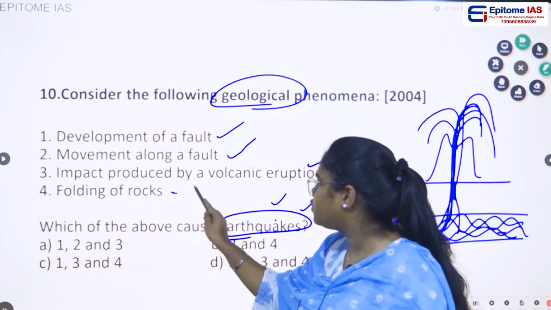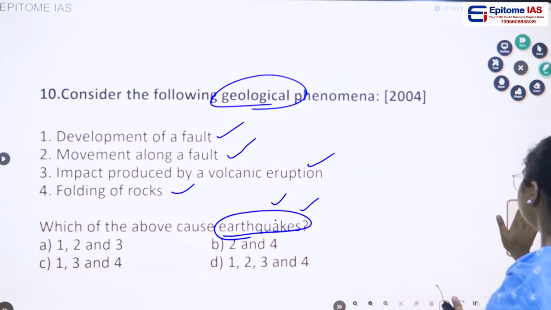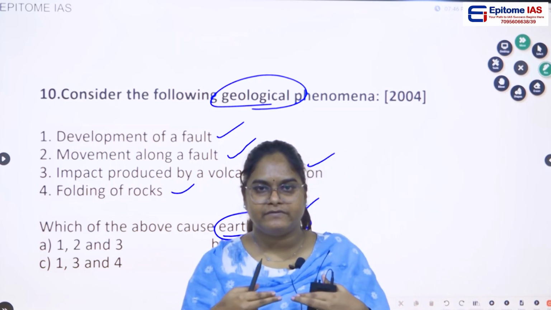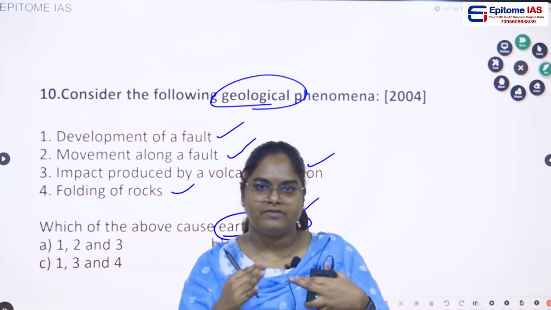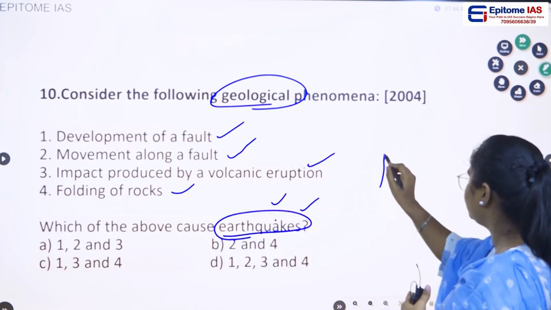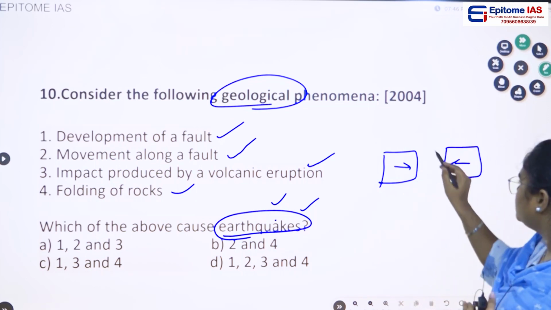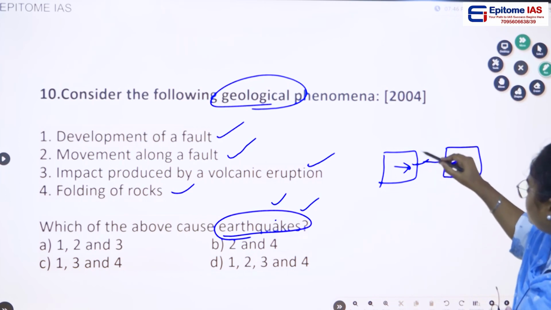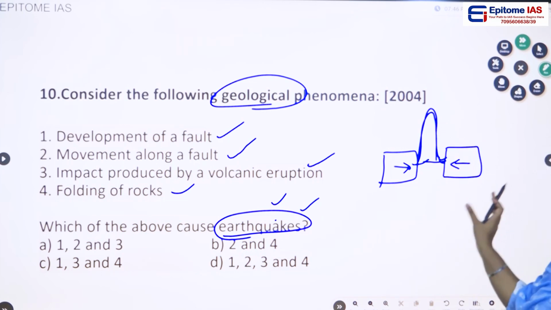Then we have folding of rocks. So what is this folding of rocks? We usually read in the static portion. Whenever we have a continent-continent convergence, both plates are coming together. What will happen? There will be folding of rocks. Let's say there is a plate here, there is another plate here, and they are moving towards each other. What will happen once they collide with each other? There will be folding of rock, or fold mountains will be forming along this boundary.